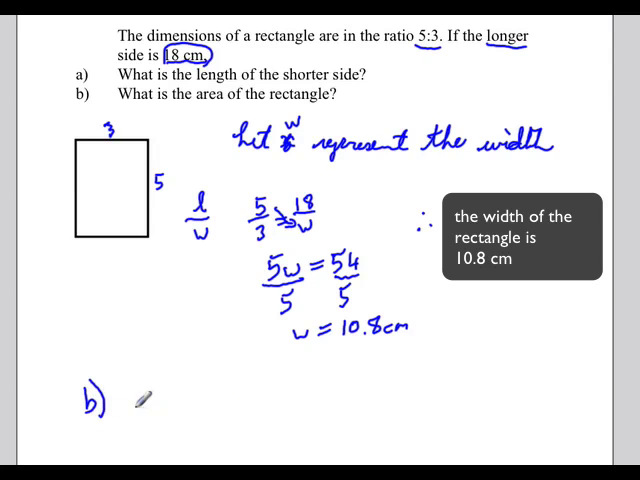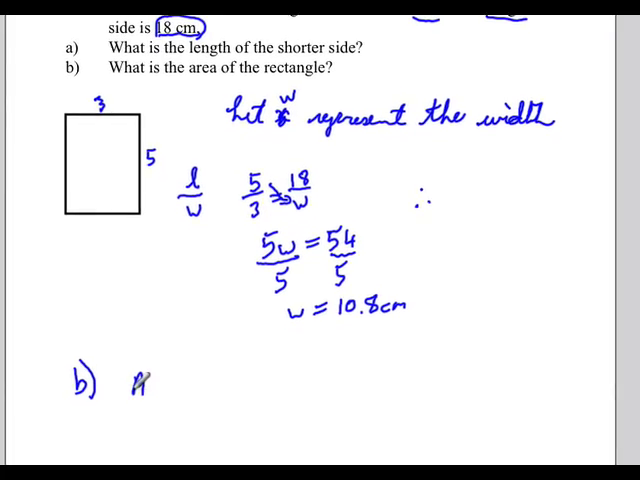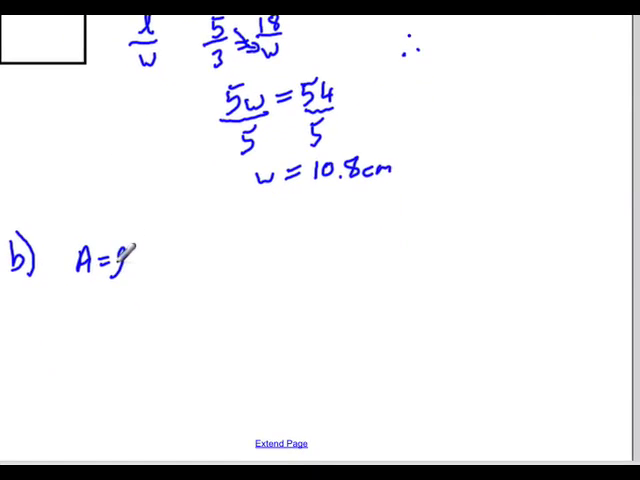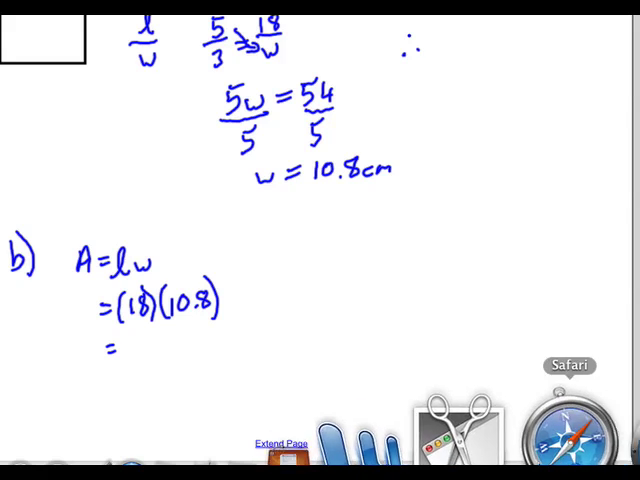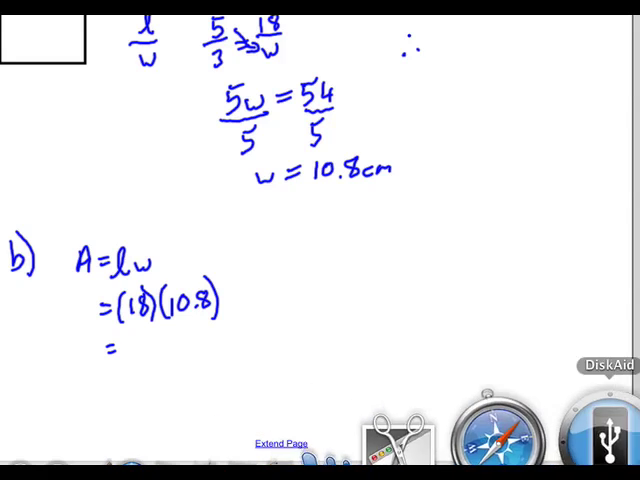For part B now, remember the formula for area of a rectangle is length times width, and get in the habit of leaving the multiplication sign out. So then you sub it in brackets. This is going to be 18 times 10.8, and call up our calculator.